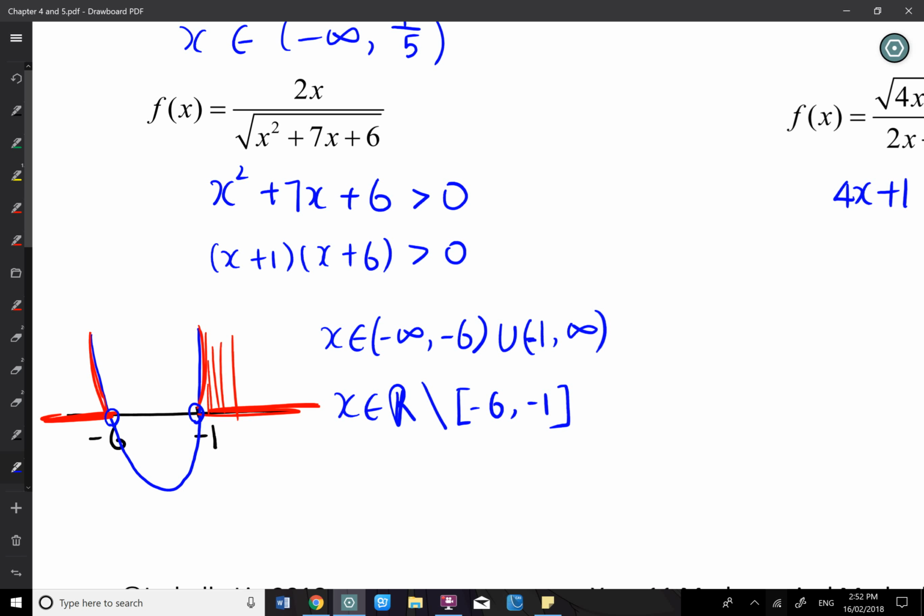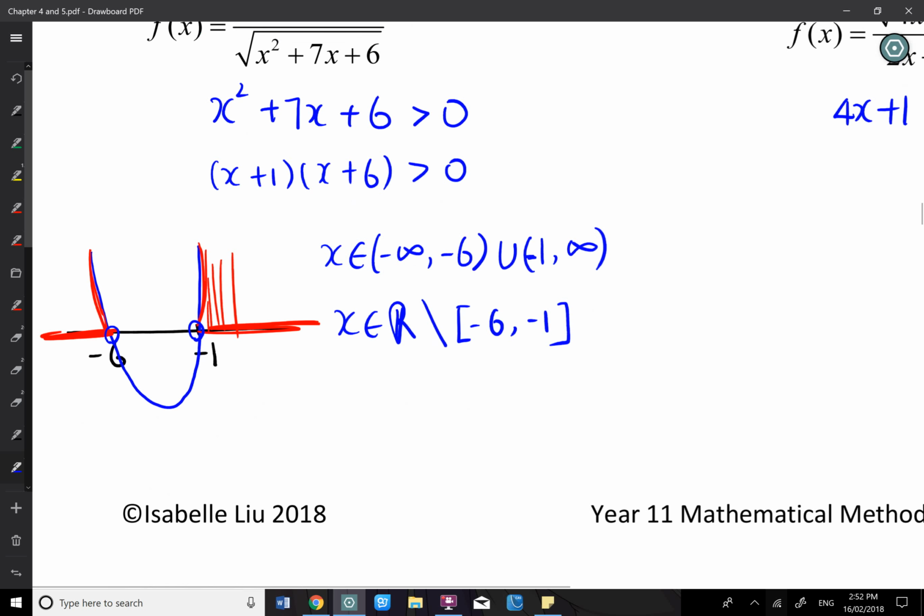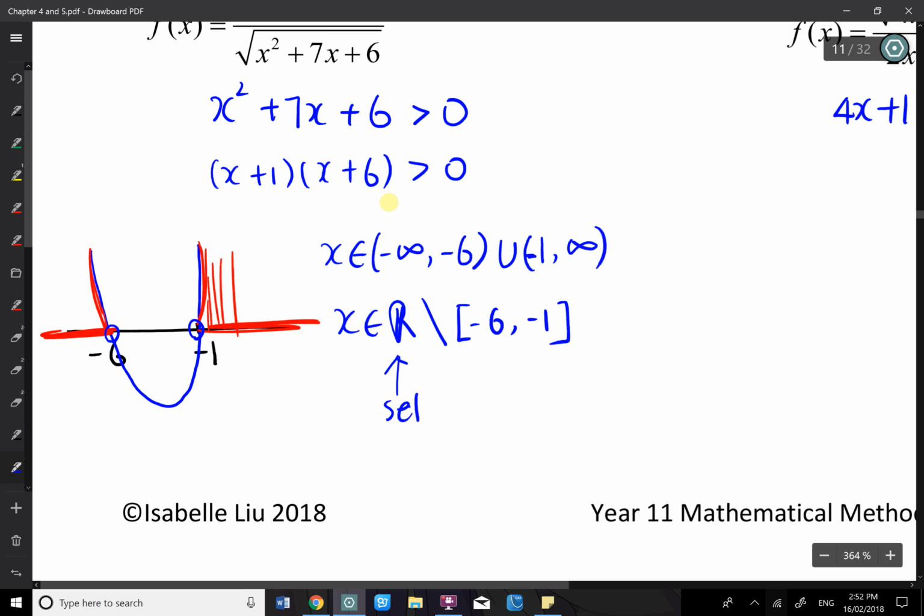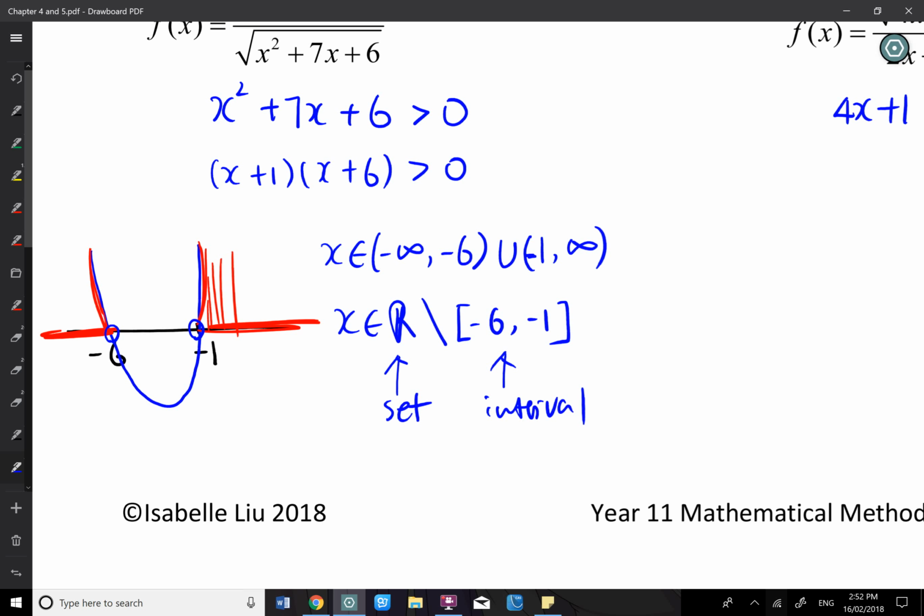Do I want to exclude negative 6? Yes, I want to exclude negative 6 and negative 1. That's why we have square brackets there for negative 6 and negative 1. I don't want them, so I exclude them with a square bracket. If I want those two points, I will use a round bracket, not to exclude them. So two ways to write this. This is like a set, including an interval, a whole group of infinitely many values from a point to a point.